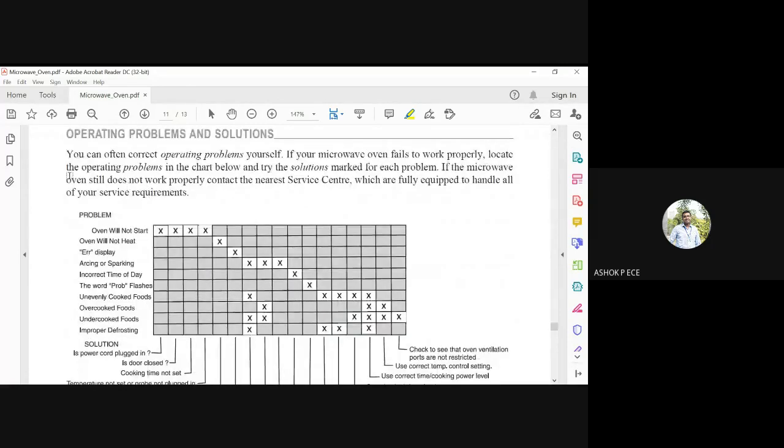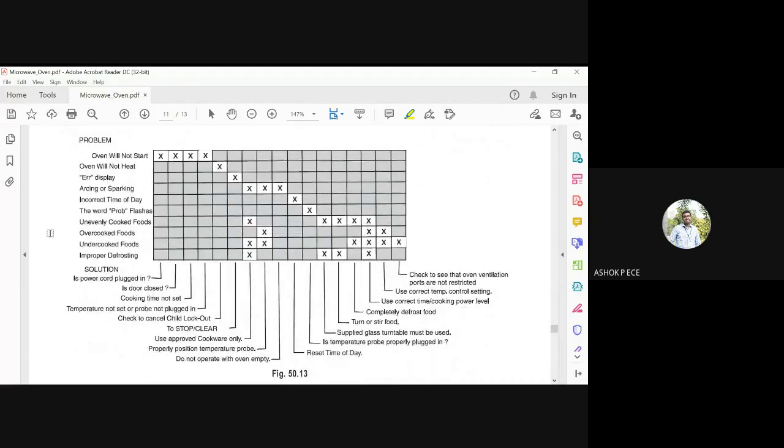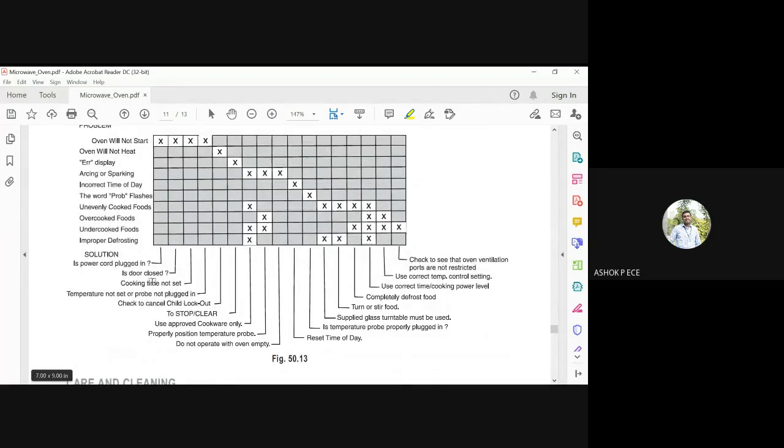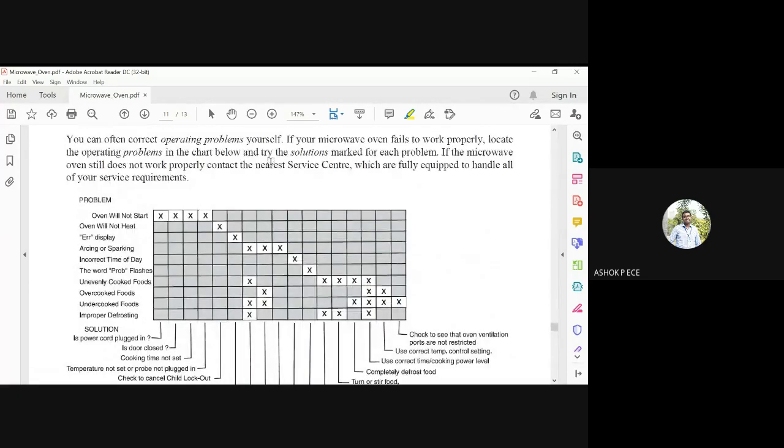Operating problems. Some specific problems are there. What happens if your oven is not starting? What happens if your oven is not heating? What happens if an error is displayed, or the incorrect time is displaying? What happens if a problem is flashing? So all these are problems which are faced: undercooked, overcooked, improper defrosting, power cord is plugged in, door is closed. For that, they are giving possible solutions, such as check the child lockout. And for all these problems and possible solutions, if nothing is working out, you can contact the nearest service center and ensure that your doubts are clarified.